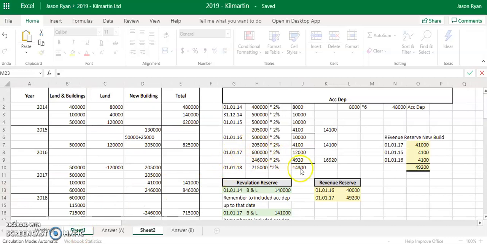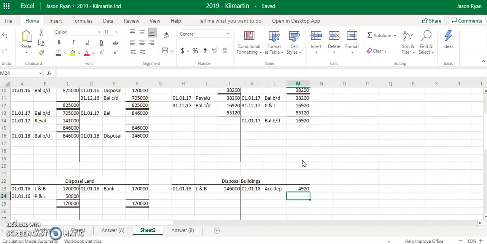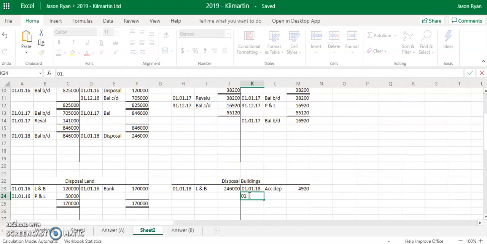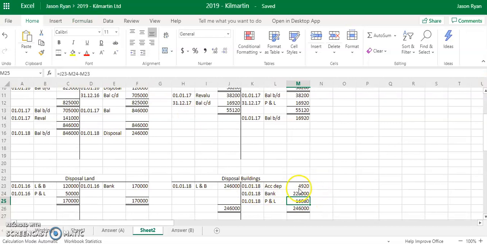So see the way we've done the calculation here, 246 into depreciation is 492, so 4,920. And then you're going to put in the bank as well, the money that we got, to find out whether we made a profit or loss on that. Okay, so you would have made a loss on disposal. So we would have the cumulative depreciation 4,920, the bank 225,000. So this is less than the debit side of 246,000. So we take them away from each other. You get a loss of 16,080.